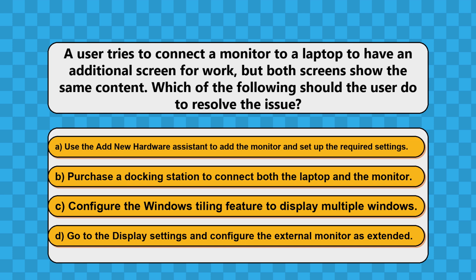Question 18. A user tries to connect a monitor to a laptop to have an additional screen for work, but both screens show the same content. Which of the following should the user do to resolve the issue? Option A, use the Add New Hardware assistant to add the monitor and set up the required settings. Option B, purchase a docking station to connect both the laptop and the monitor. Option C, configure the Windows tiling feature to display multiple windows. Option D, go to the display settings and configure the external monitor as extended. The correct answer is option D, go to the display settings and configure the external monitor as extended.